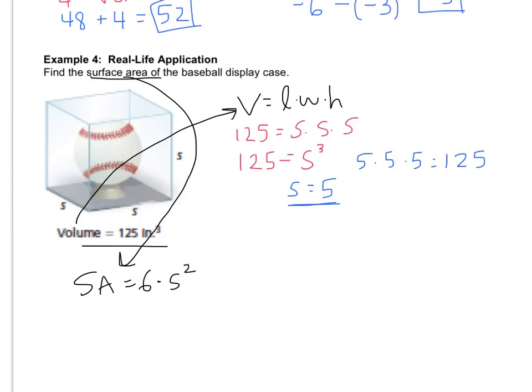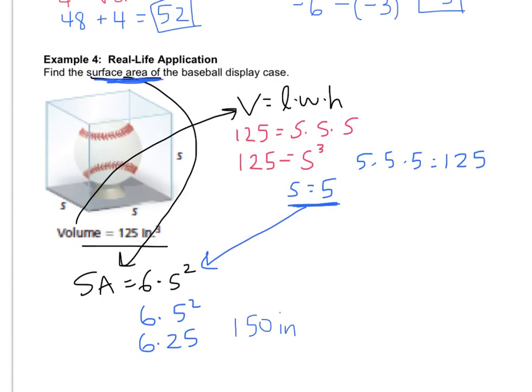So the side length is 5, but that's not what they want. This is a big mistake that a lot of kids make, is that once they get something equals, they assume that they're done. The question wants the surface area, so we have to plug 5 into this formula. 6 times 5 squared. So that's 6 times 25. So the surface area is 150 inches. Since it's area, it's squared.